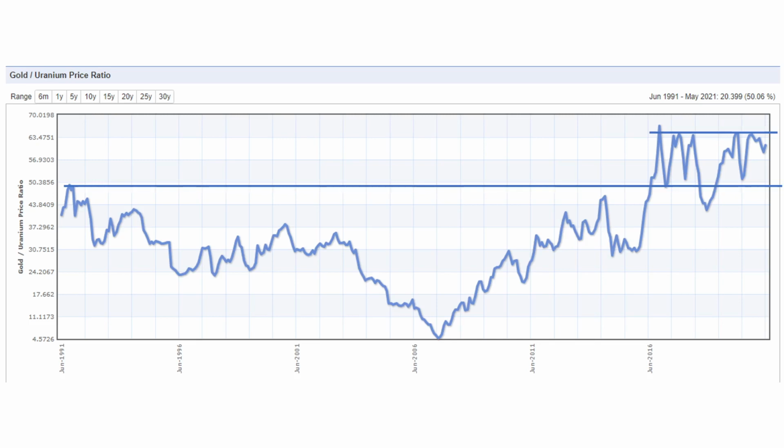So the gold to uranium ratio is favorable to uranium. Uranium is ultra cheap, a huge opportunity in uranium. And this is one of the reasons why I like uranium so much.